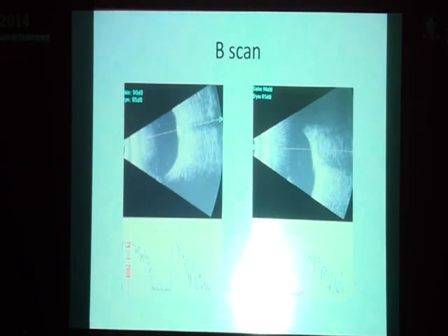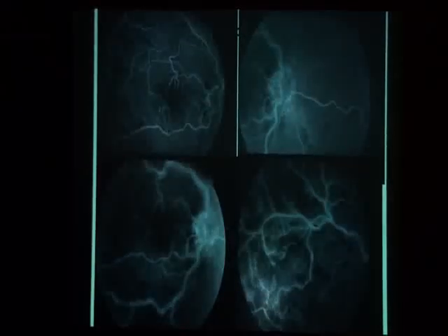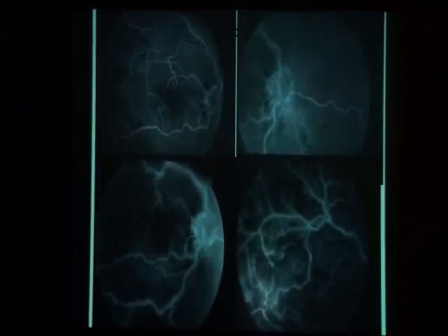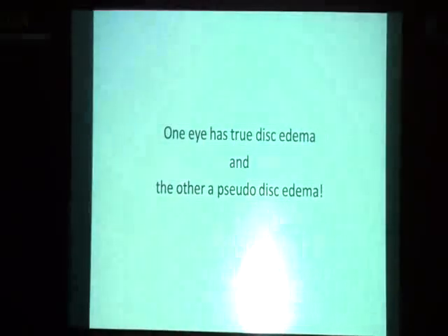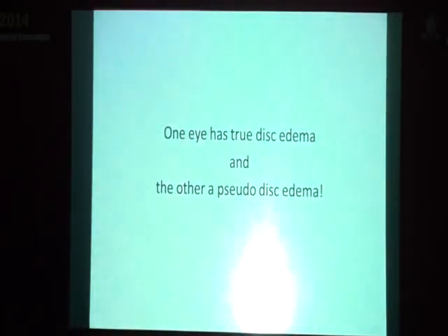drusen in both eyes. Presenting to us without any fundus findings, it would have been just simply congenitally crowded discs, pseudopapilledema. But in this situation, you have a true disc edema in one eye, as seen on this angiogram, and the other eye had pseudo disc edema. So, of course, this is one rare situation.